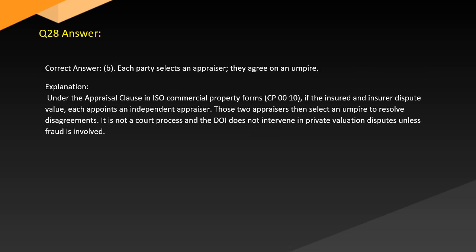Answer. Correct answer: B. Each party selects an appraiser. They agree on an umpire. Explanation. Under the appraisal clause in ISO commercial property forms CP 00 10, if the insured and insurer dispute value, each appoints an independent appraiser. Those two appraisers then select an umpire to resolve disagreements. It is not a court process, and the DOI does not intervene in private valuation disputes unless fraud is involved.